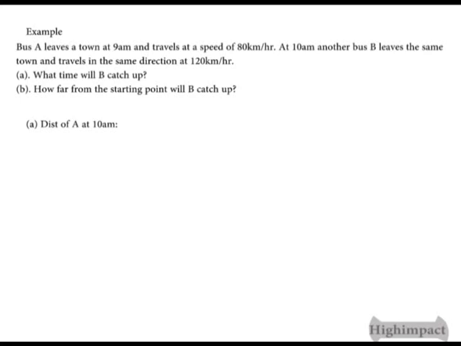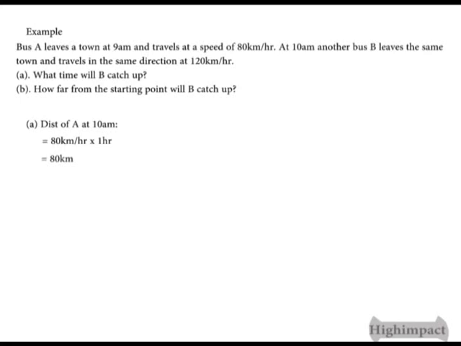Distance is equal to speed times time. 80 times 1 gives us 80 kilometers. And so by the time B was starting its journey, A had traveled 80 kilometers. And so to catch up, B must gain 80 kilometers over A.